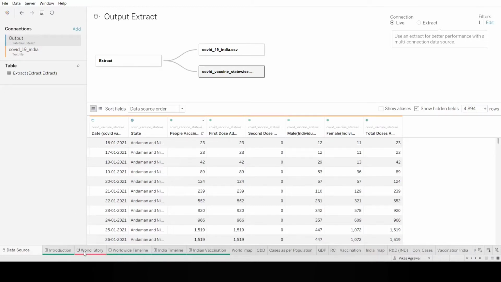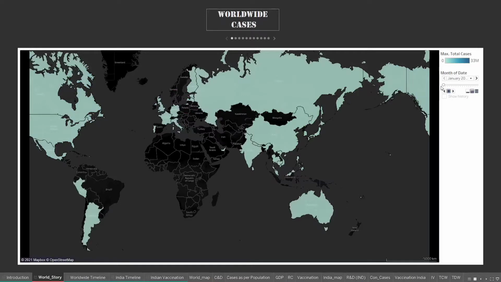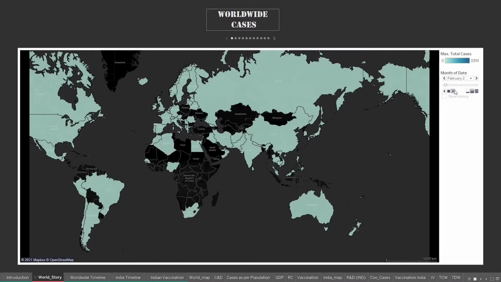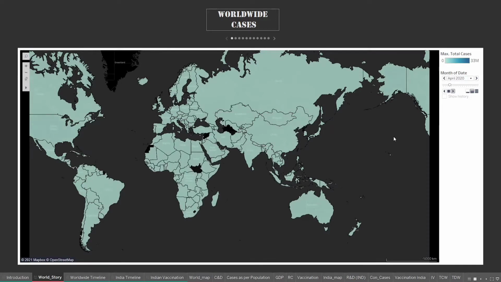Now let's get started with the stories. In this story, I have represented total number of cases and tests on a geographical world map wherein we can see the monthly spread of the COVID. Now you can see the COVID cases rising throughout the world.